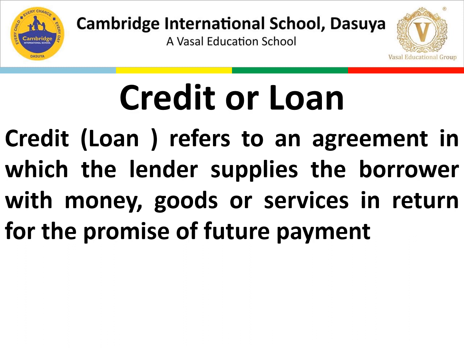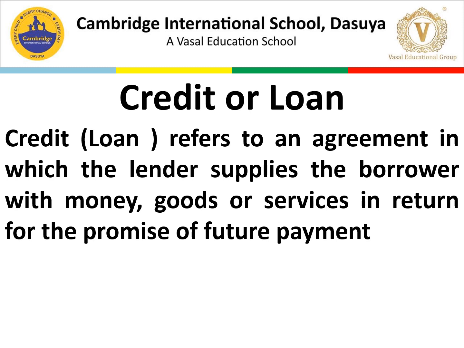The next important concept, credit or loan. Credit and loan are both the same word, same meaning. It refers to an agreement. Agreement means समझौता, ठीक है, in which the lender supplies the borrower with money. Lender कौन है? बैंक. बैंक क्या करता है? borrower को money देता है और goods और services दिलाता है, ठीक है, in return for the promise of future payment. तो बैंक क्या कहता है उनको, आपने क्या करना, फ्यूचर में मुझे इंटरेस्ट के साथ ये सारी चीजें वापस करनी है. So this is the point.